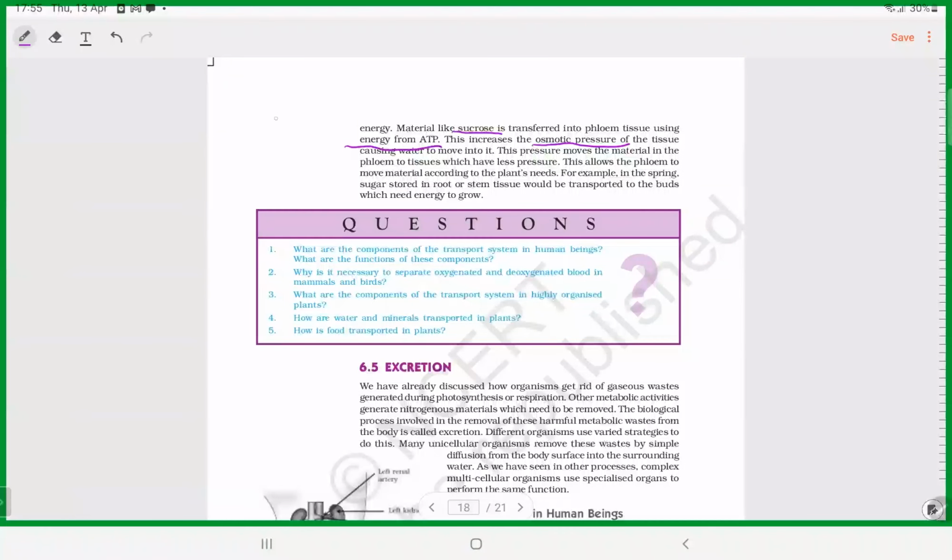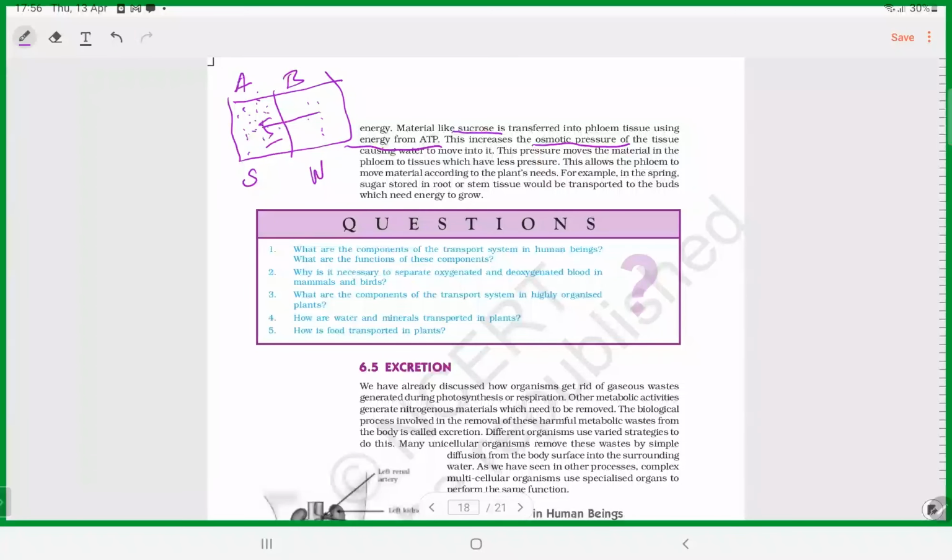See, listen. There are two compartments, outside the cell and inside the cell. If more substances are here, less substances are here, both are present in it. It is a solution. Compartment A, compartment B. In compartment A, solute potential is more. In compartment B, water potential is more. Now, from which compartment to which compartment will water move? Here water potential is more, so it is B to A.